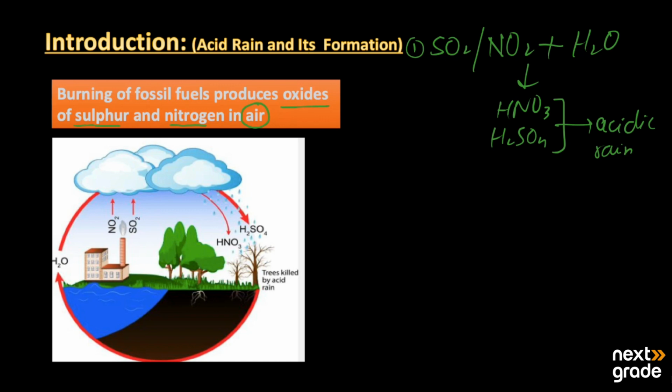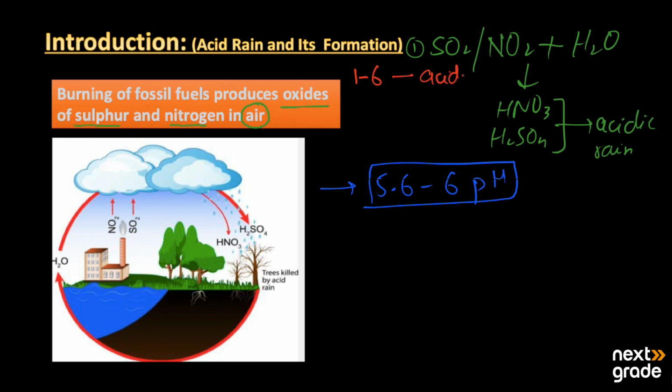On the other hand, simple rain has a pH which ranges from about 5.6 to 6. The pH is the concentration of hydrogen ions in any substance. When the pH is from 1 to 6, the solution is acidic, and when it is 7, the substance is neutral. When it is from 8 to 14, it is basic in nature. So, as the pH of rain is 5.6 to 6, it means it is weakly acidic.